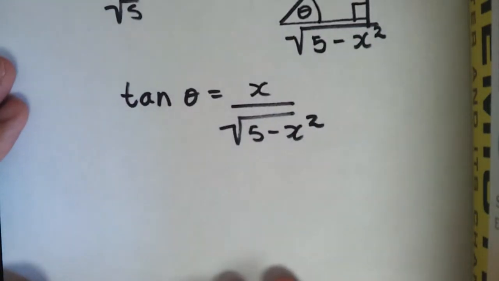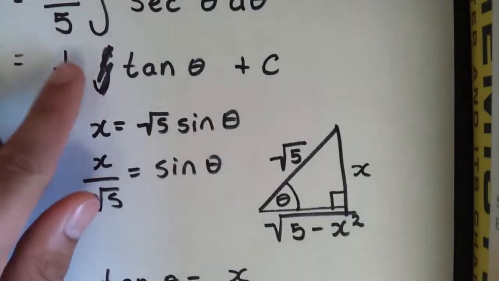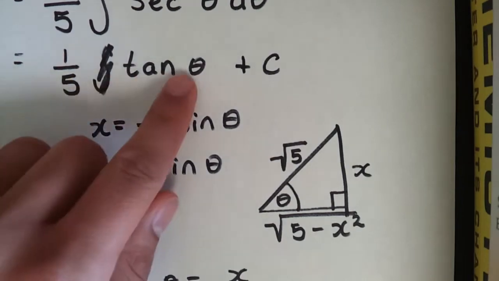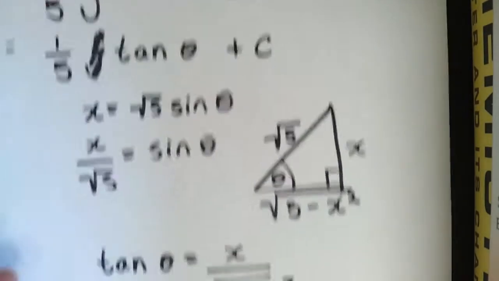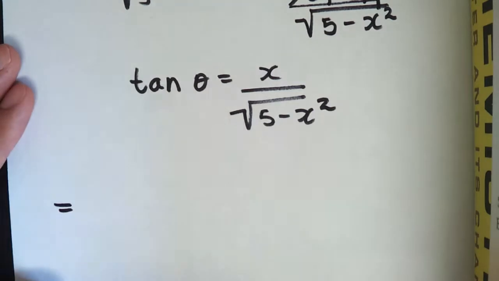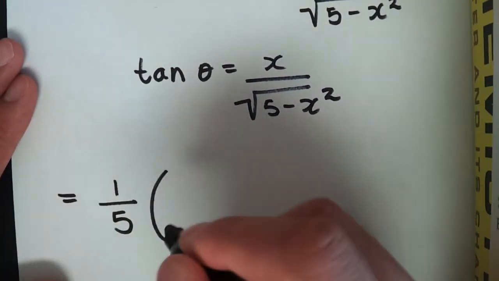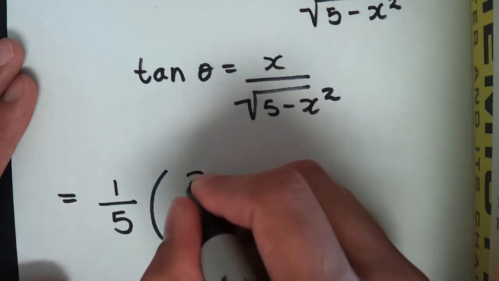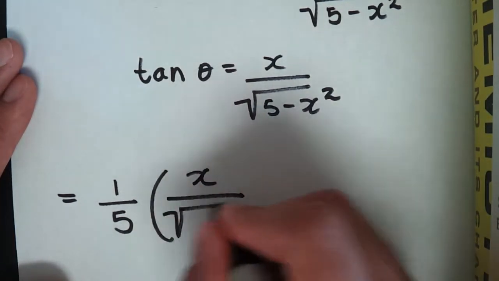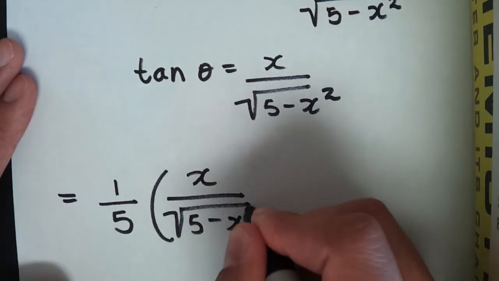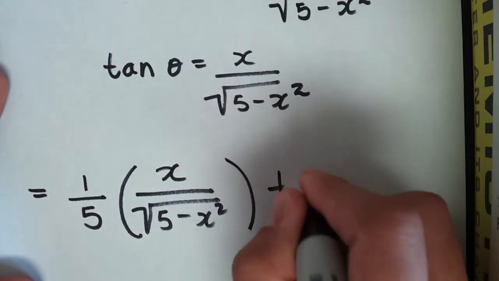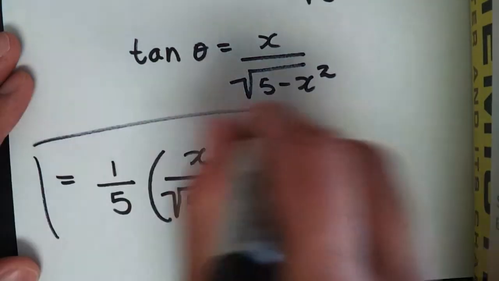Okay, so we're almost done. So we just have to input the information. So we have 1 over 5 tan of theta plus c, right? So our final thing we have to write down is just 1/5 of tan, which is x over the square root of 5 minus x squared, plus c. All done.